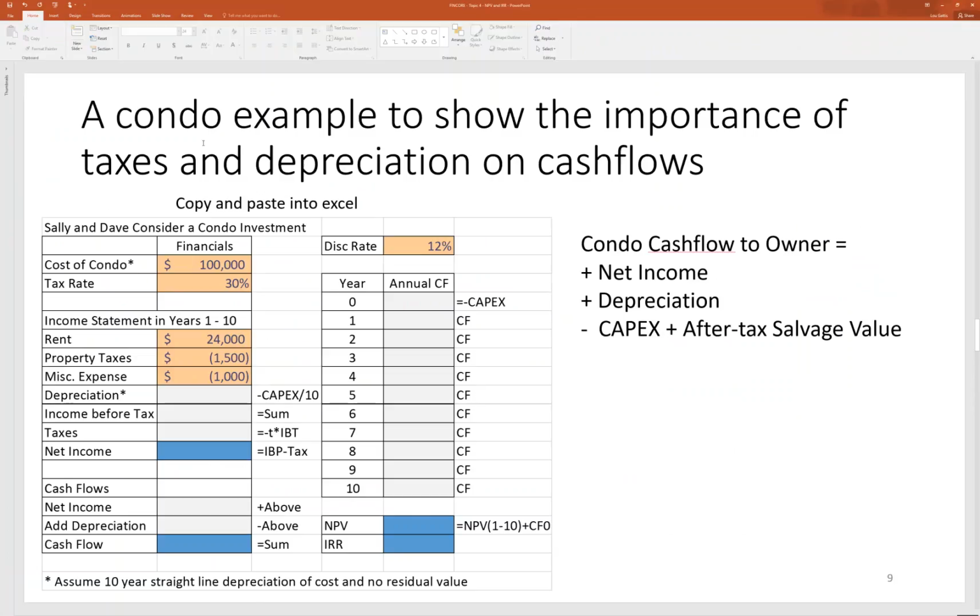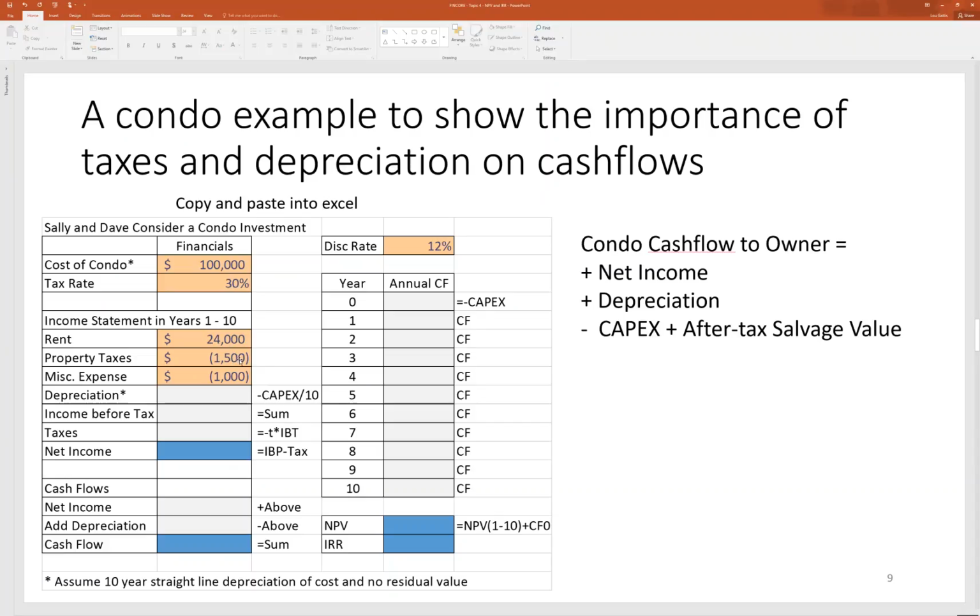Now let's do an example. Suppose you want to buy a condo and rent it out. You want to calculate whether this is a good idea. So the cost of the condo is $100,000 today. Your personal tax rate is 30%. You expect to have $24,000 a year in rent.